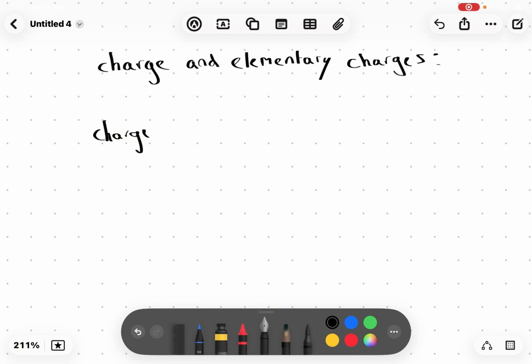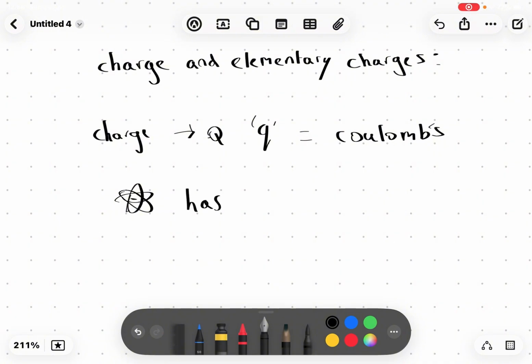Charge is seen most of the time as a Q, could be a small q, and charge is measured in coulombs. When an object is charged, it means that the atom, let me just draw, that does not look like an atom, well, this will be fine. An atom, right? The atom has an excess amount of electrons.